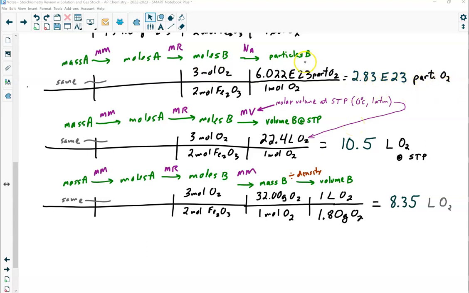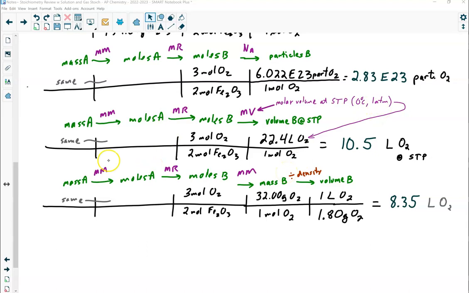And because you want particles, whenever we think of particles, we think of Avogadro's number, and you would multiply by Avogadro to get particles. You also know, and probably have done this before, that you can use the molar volume of a gas at STP, which is, again, 0 Celsius, 1 atmosphere.